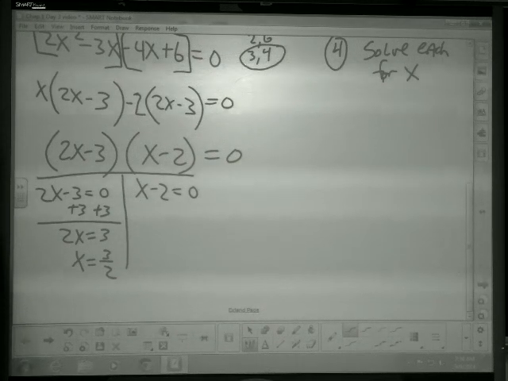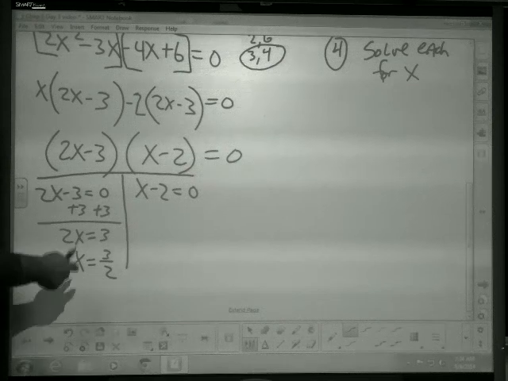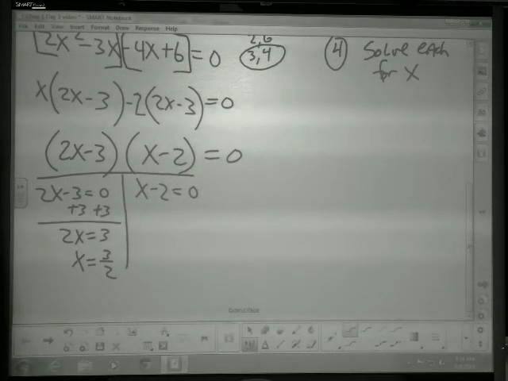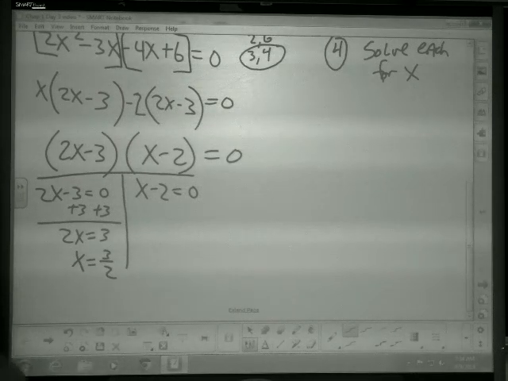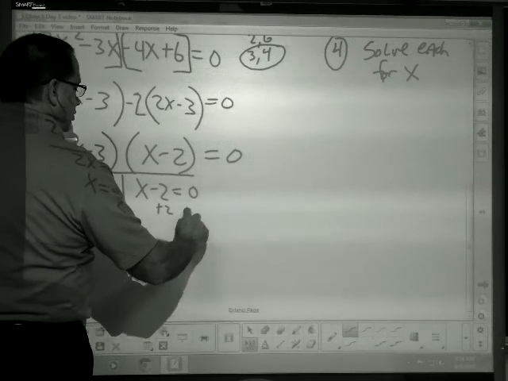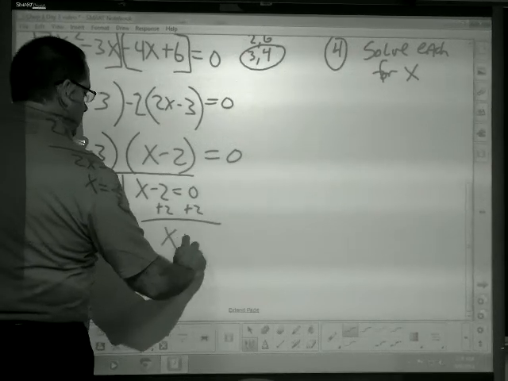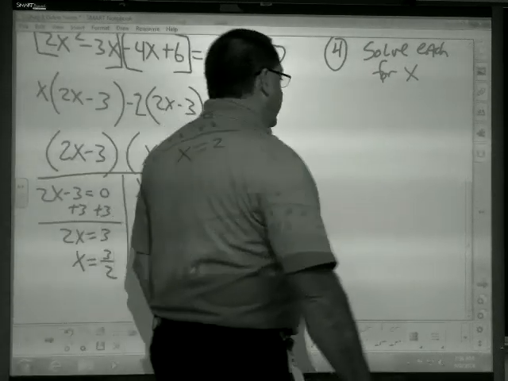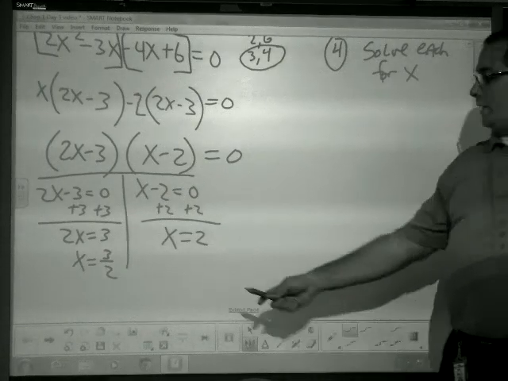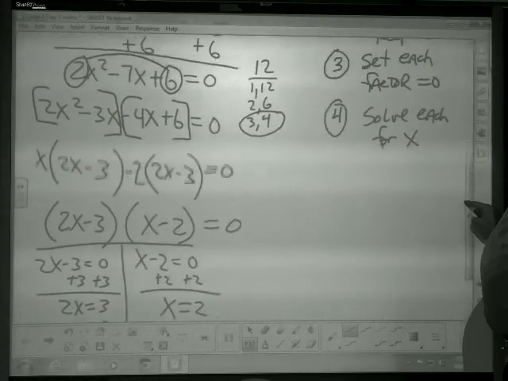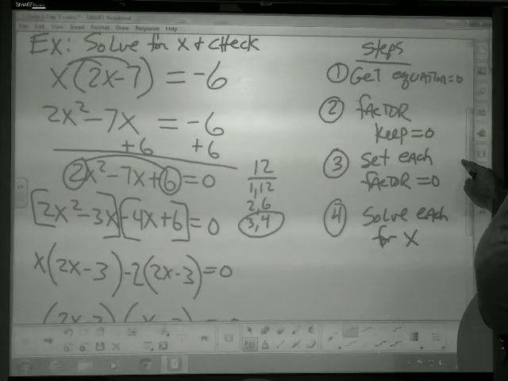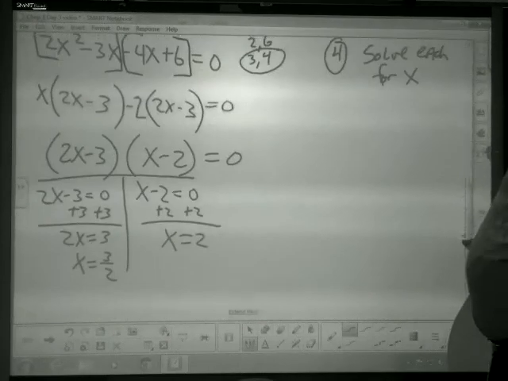Yes, it can be. In Algebra 2 Trig, many answers will come out as fractions, and that's perfectly fine. It's not a bad number, 3 halves, it's 1 1/2. It's perfectly okay for that to happen. Add 2, x equals 2. So my 2 answers are x equals 3 halves, x equals 2, and if I wanted to check them, I could put them back into the original equation.